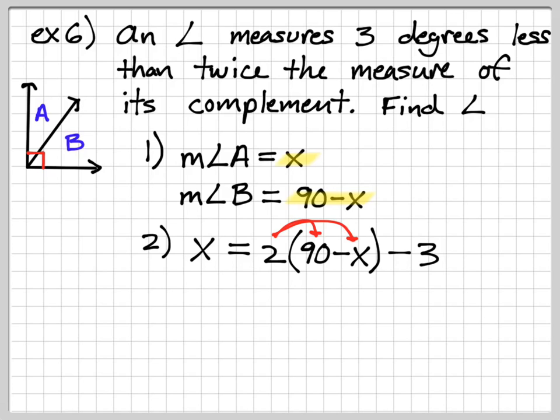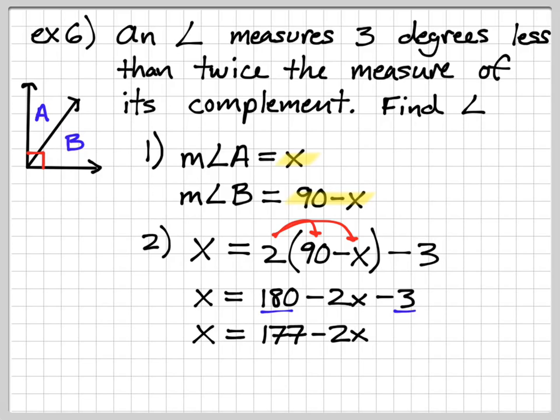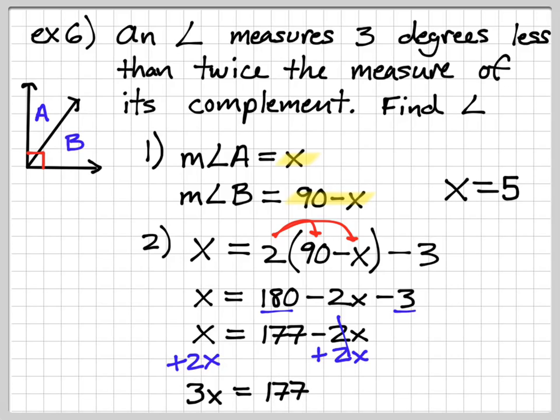Go ahead and distribute 2. I get x equals 180 minus 2x minus 3. I do have some like terms here I can put together. x equals 177 minus 2x. Now I'm in a scenario where I want to get all my x's on one side. I would probably add 2x to both sides, and I get 3x equals 177. I'm running out of room, so I'll go up to the right here a little bit, and I know the final step is divide both sides by 3. And so for measure of angle A, I get x equals 59.